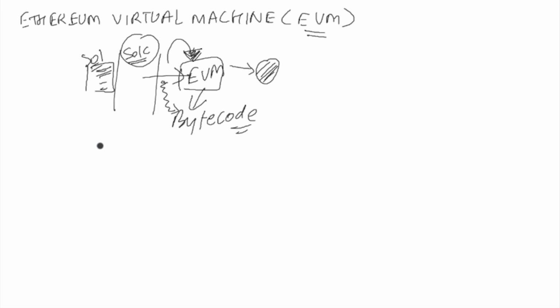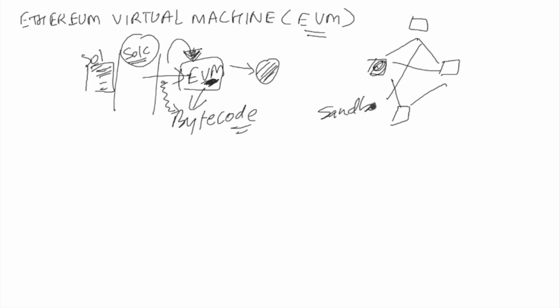Now EVM is installed on every node or client in the blockchain network. So if I have a blockchain network, okay, at every node in this particular network, this particular EVM is deployed. Remember, no peer can have access to EVM code. Okay, they cannot see the programs of EVM. This is called a sandbox.